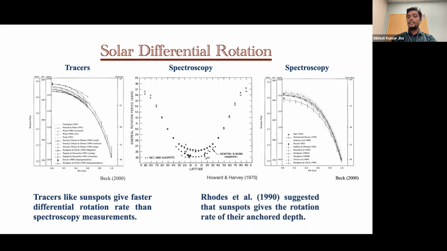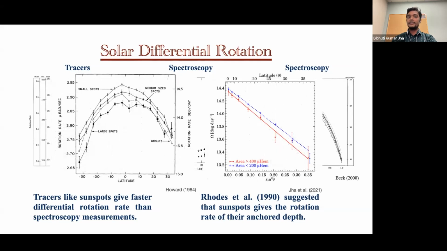Then Rhodes in 1990 came up with the idea that if you use some tracers to measure the solar differential rotation, it is actually giving you the rotation rate at their anchored depth. So if you use the sunspot, you are actually getting the rotation rate at the anchored depth of the sunspots. We also know that different sizes of sunspots have different anchored depths, and the anchored depth also depends on which phase of their life the sunspots are in. That is our current understanding. If that is the case, what we can expect is that different classes or different sizes of sunspots will give different rotation rates, and that is indeed the case.